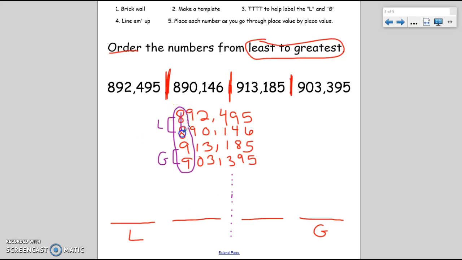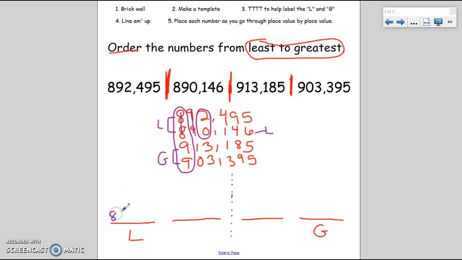Well, the 2 8s don't help me. So I'm going to go to the 9s. That doesn't help me. But now I'm going to go here, and I notice that my 2 and my 0 are different. I'm looking for the one that's the very, very least. The one that's the very, very least is going to be the one with the zeros.